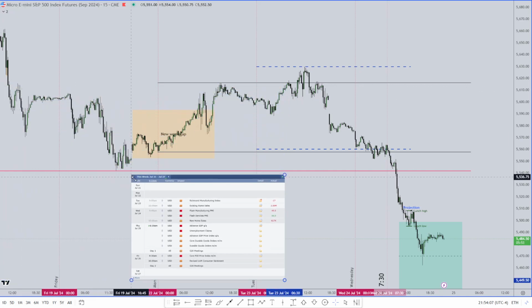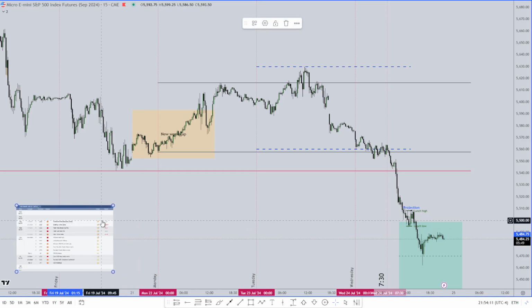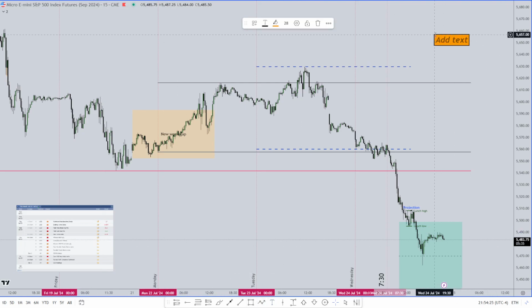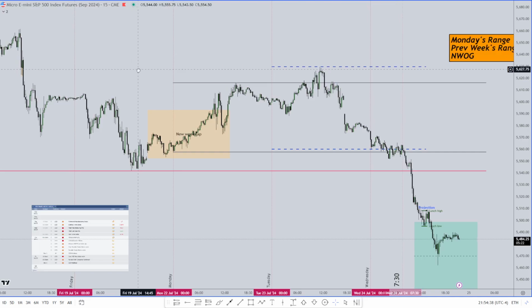So with that in mind, framing for weekly profiles, the best tip I've always had is to use the Monday range, previous week's range, and a new week gap. In fact, let me just put that up, because I can't tell you how vital these things are. Monday's range, previous week's range, and a new week gap. So all ICT stuff. And so let's just frame this out.